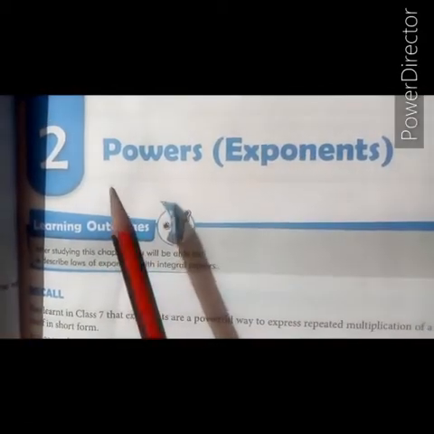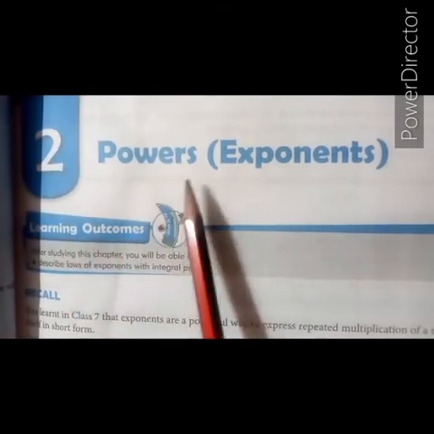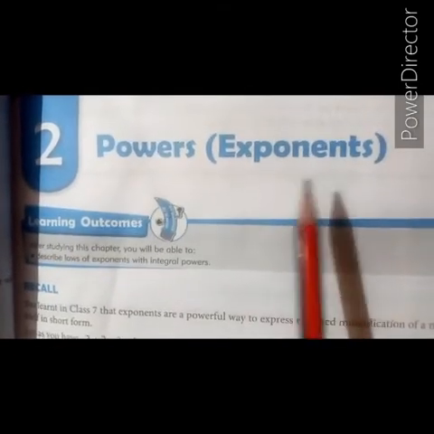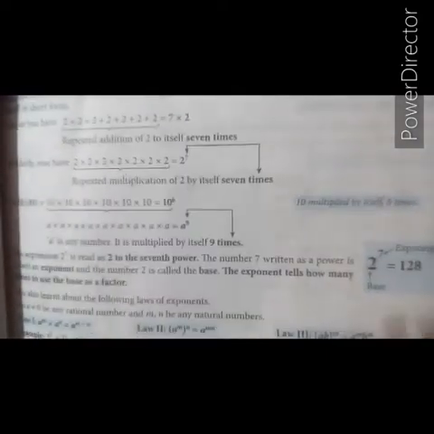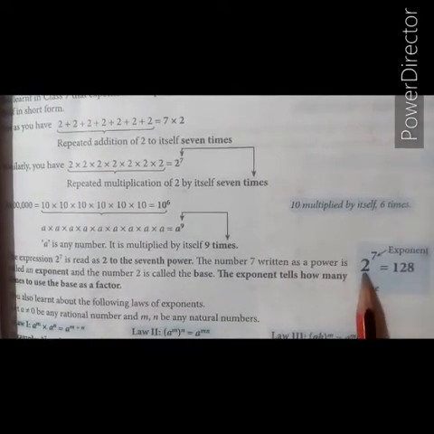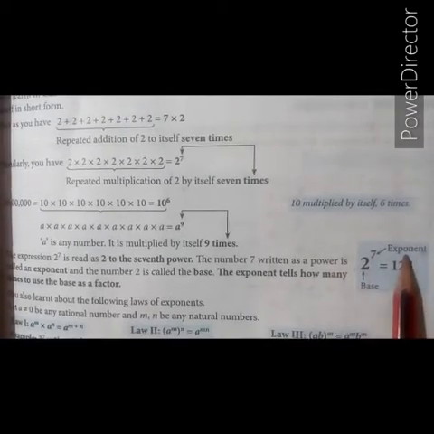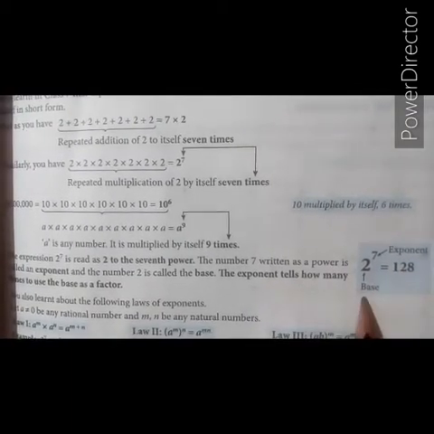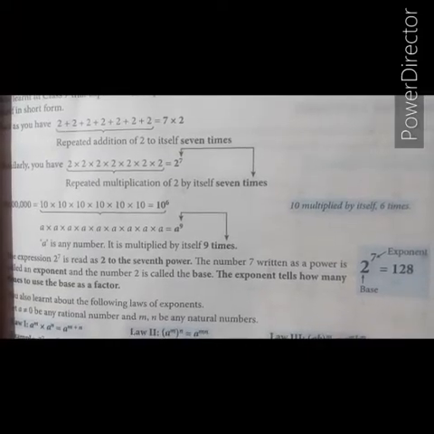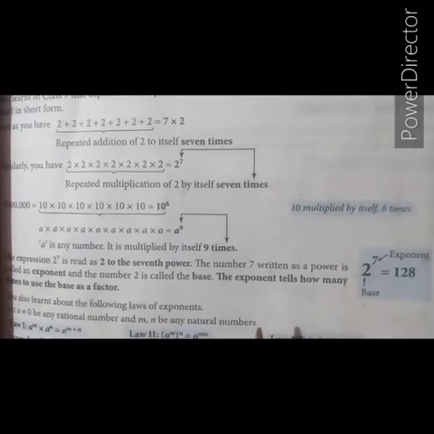In today's class, we discuss Chapter 2, Powers or Exponents. First, we discuss what are exponents. If an expression is given in the form of 2 raised to the power 7, then 7 is called the exponent and 2 is called the base. Now, let's come to the topic laws of exponents.